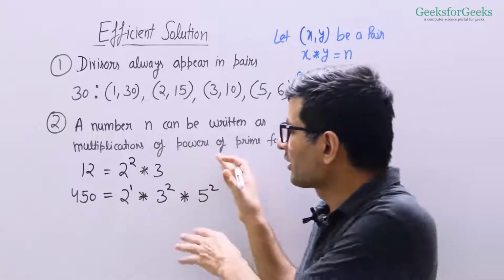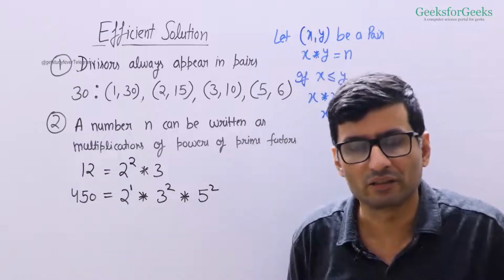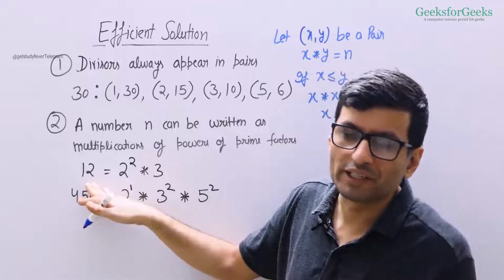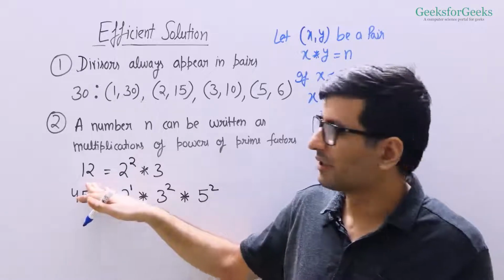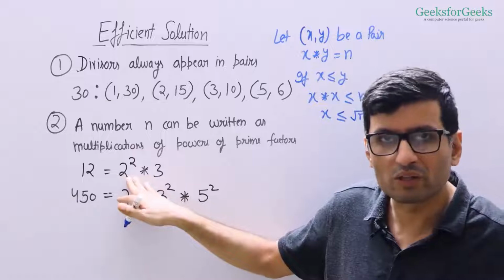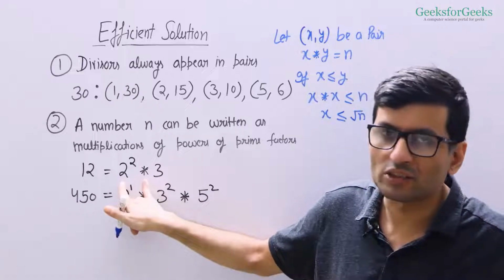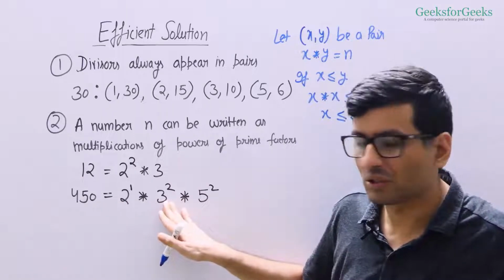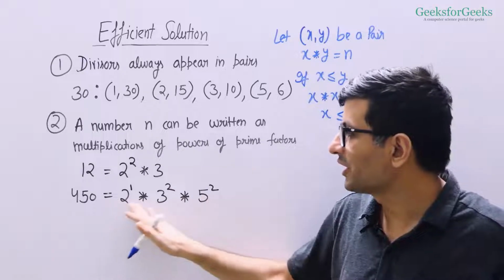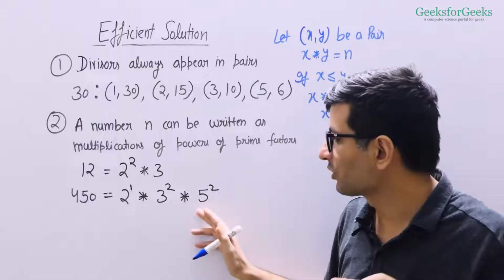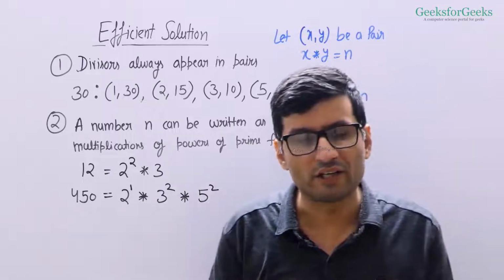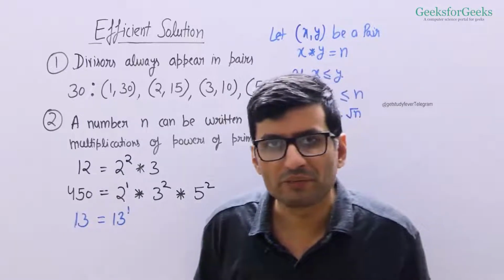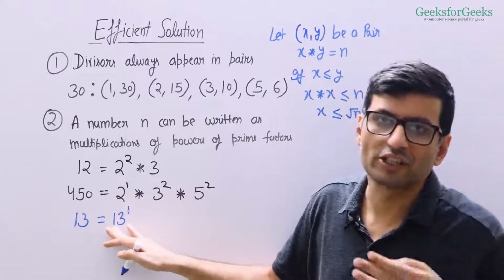Let's now talk about the other important fact, and this is the main basis behind the algorithm that we are going to talk about. We can write the given number as multiplications of powers of prime factors. For example, 12 can be written as 2 raised to the power 2 multiplied by 3, and its prime factors are 2 and 3. 450 can be written as 2 raised to the power 1 multiplied by 3 raised to the power 2 multiplied by 5 raised to the power 2. These three are prime factors. 3 appears 2 times, 5 also appears 2 times. We can write any number as multiplication of powers of prime factors. And if the number is prime, we can write the number as itself, for example 13 raised to the power 1.